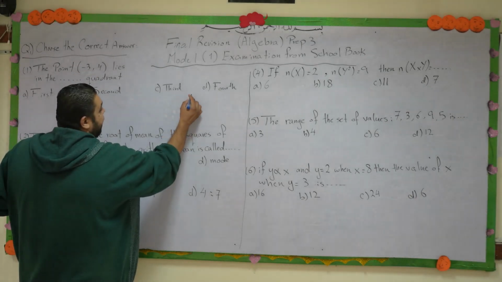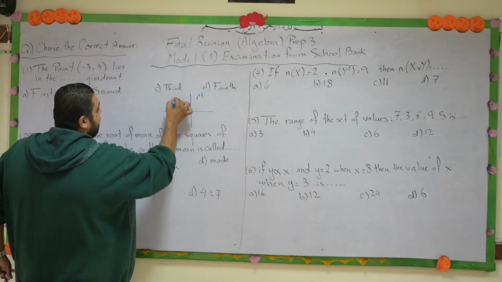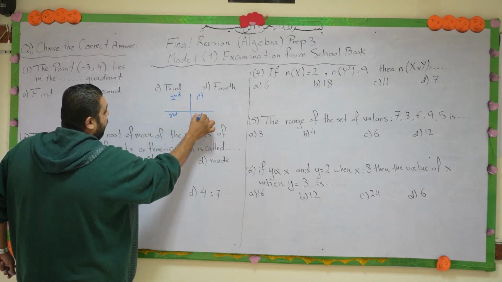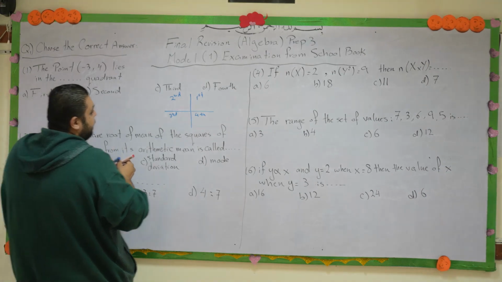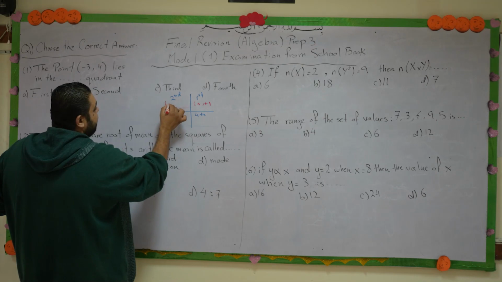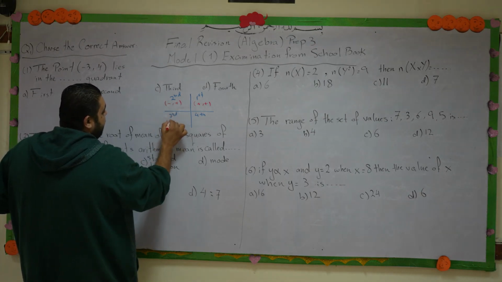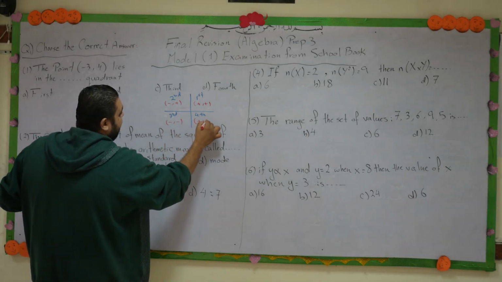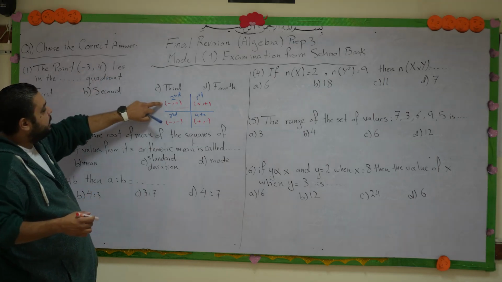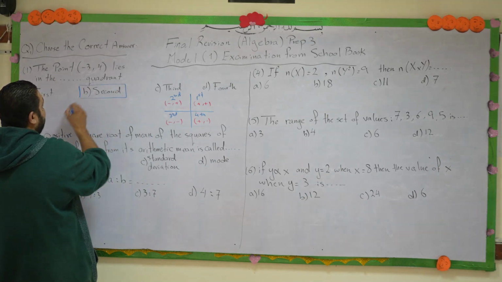We know that the plane is divided into 4 quadrants, called the first quadrant, second quadrant, third quadrant, and fourth quadrant. The first quadrant has points positive and positive, the second quadrant negative and positive, the third negative and negative, and the fourth positive and negative. So the point (-3, 4), which is negative and positive, lies on the second quadrant.